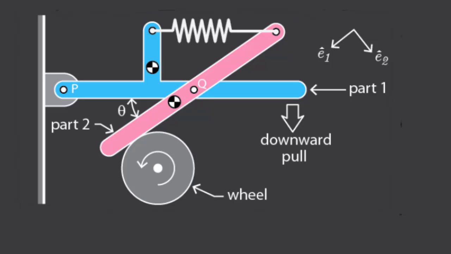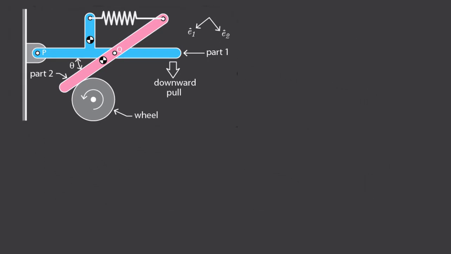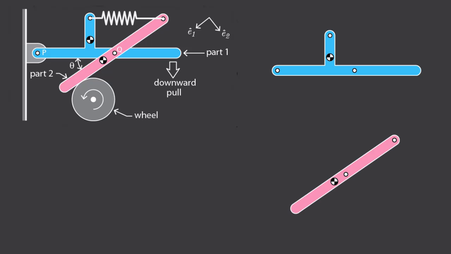spring. When the operator pulls down as indicated over here, the mechanism presses part 2 against the spinning wheel. That rubbing action causes the wheel to slow down. Now what I want you to do for me is to draw two free body diagrams. One free body diagram for part 1 and a separate second free body diagram for part 2. Notice I'm separating these two parts out. This is what the problem calls for.